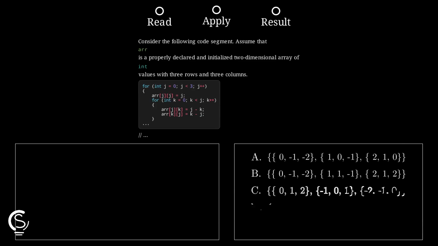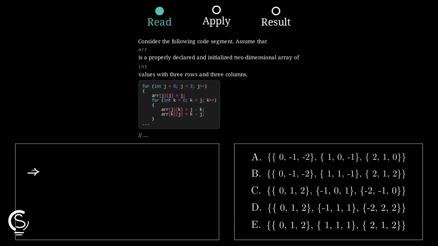Start with the outer loop where j equals 0. The code sets the first diagonal element to 0. The inner loop does not run because k is not less than 0.